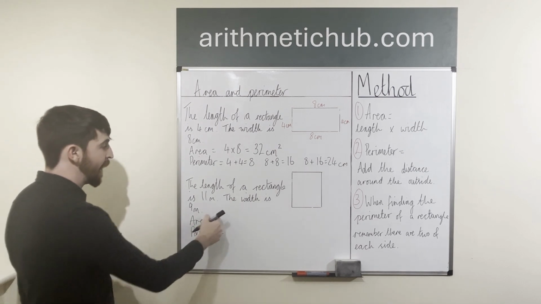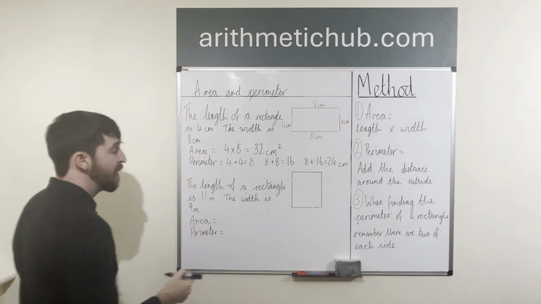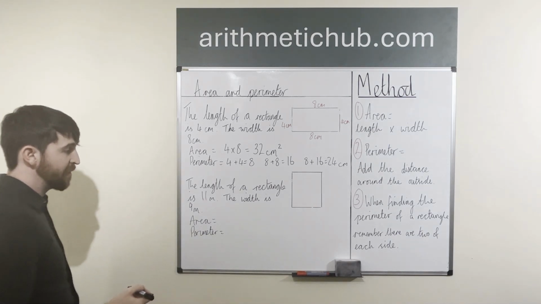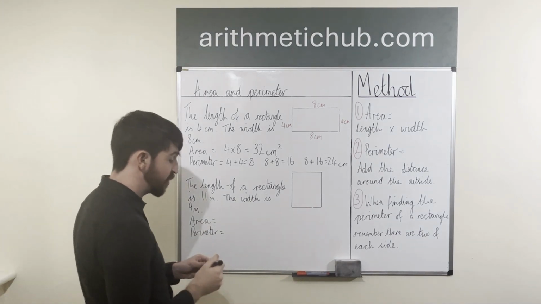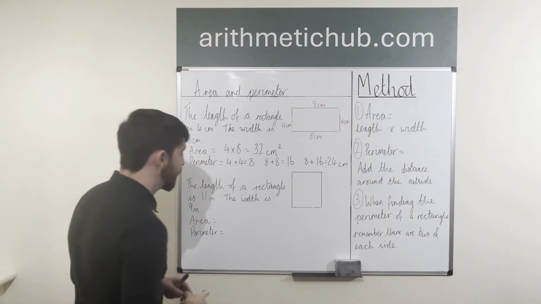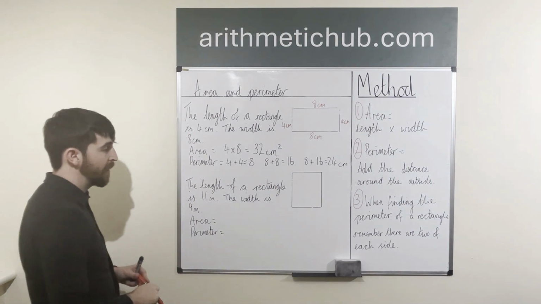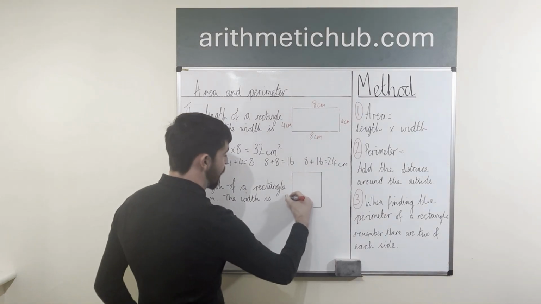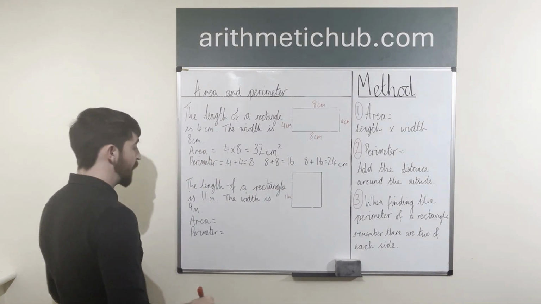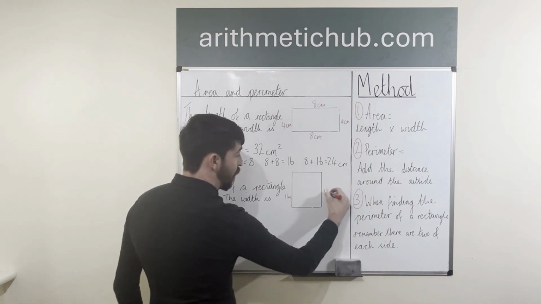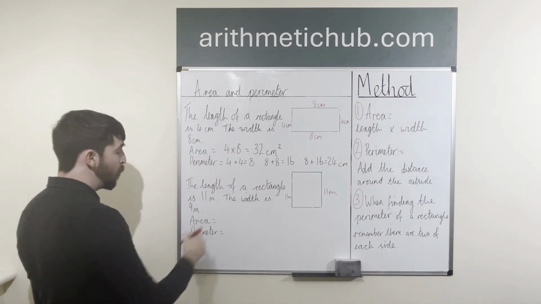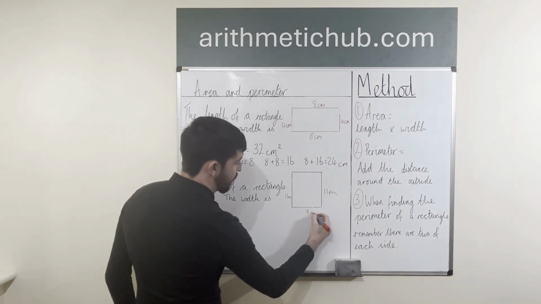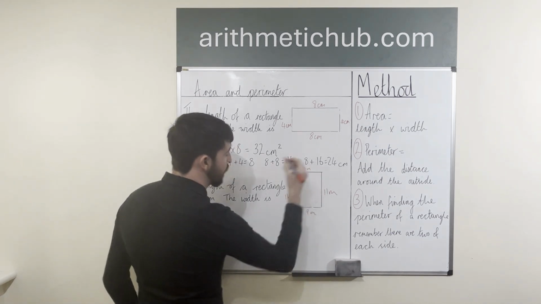So let's move on to the second question. The second question says, the length of a rectangle is 11 metres. The width is 9 metres. So again, I'm going to start off by annotating on. The length of a rectangle is 11 metres. So I'm going to put 11 metres there. And then I'm going to put 11 metres on the other side as well. The width is 9 metres. So I'm going to put 9 metres here and 9 metres here.